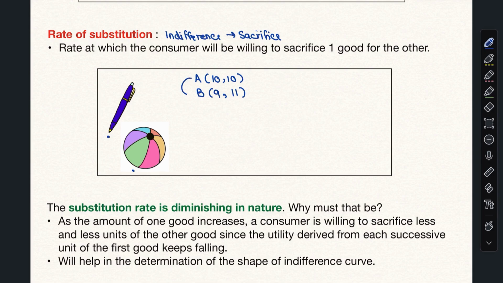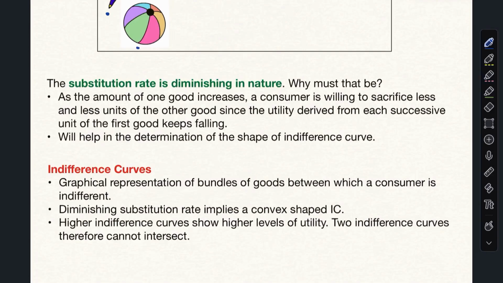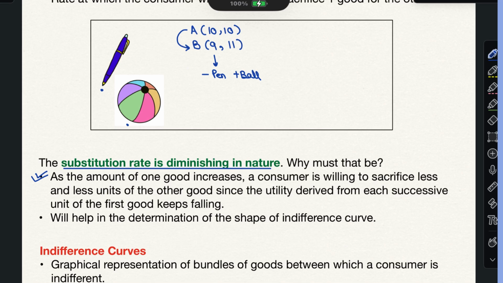Thus, as the consumer moves from bundle A to B, they have to give up 1 unit of pen to gain 1 unit of ball. This is the rate of substitution, and this is diminishing in nature. That's because as the consumer gives up more and more of one good to gain another good, the utility that he derives from each successive unit of the latter good keeps declining.